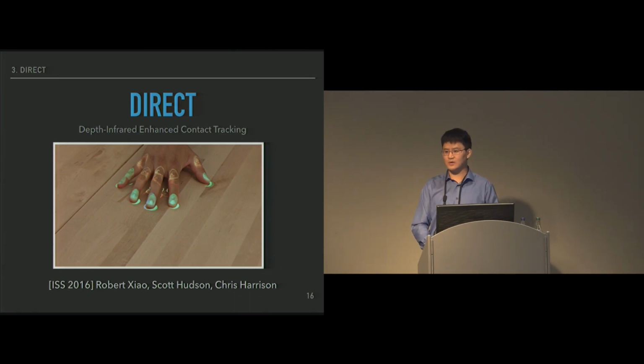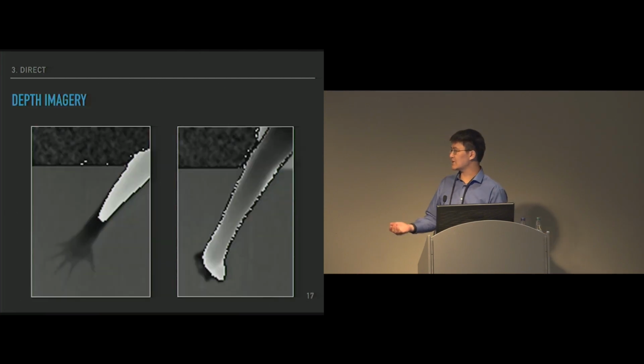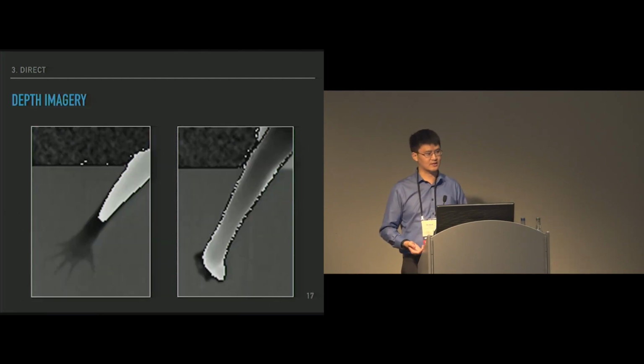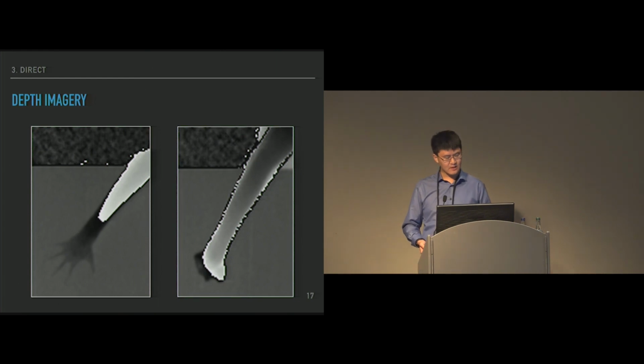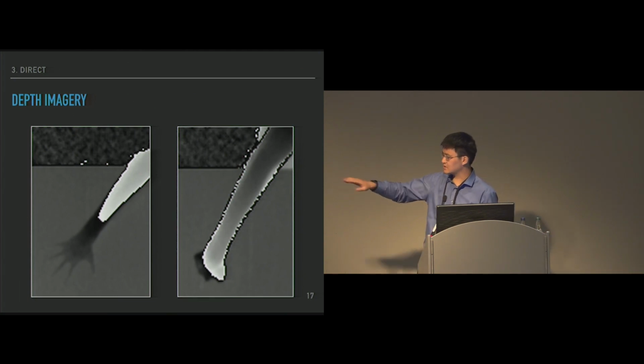So why does DIRECT perform much better than previous methods? Well, previous methods have really only used depth data alone. And if you only use depth data, you run into some really nasty corner cases. So on the left side, you can see this is what happens when I put my palm flat against the surface. You can see the fingertips are barely visible, and they're just sort of fading into the background. And on the right side, this is what happens if I put my finger at a very steep angle. You can see the actual fingertip is not visible at all.